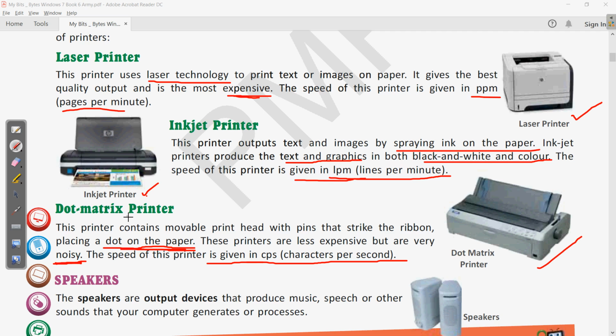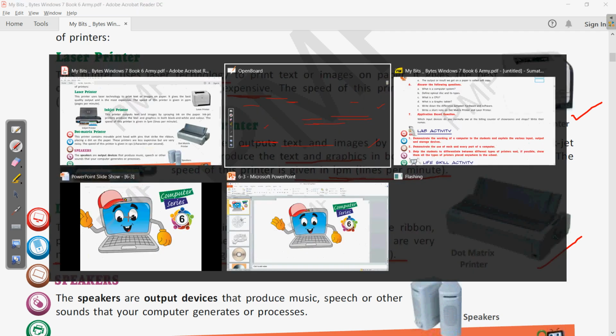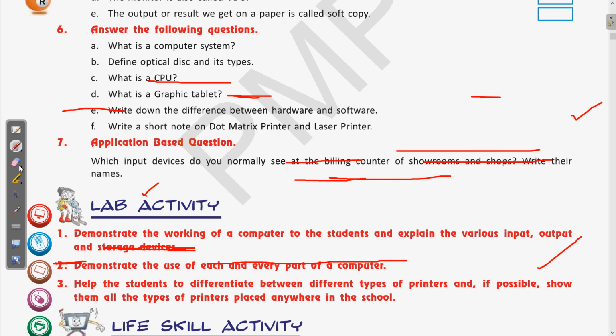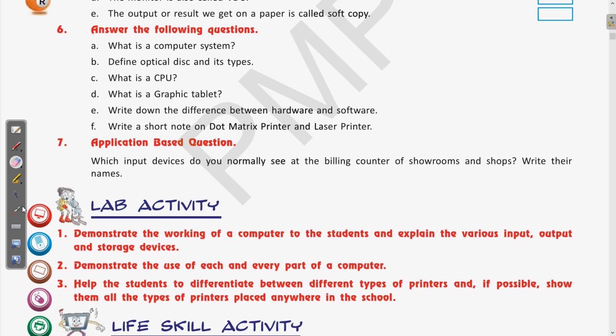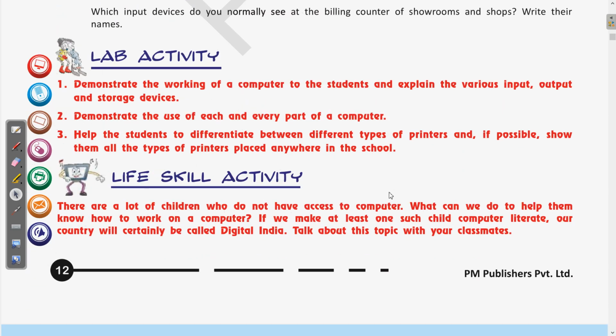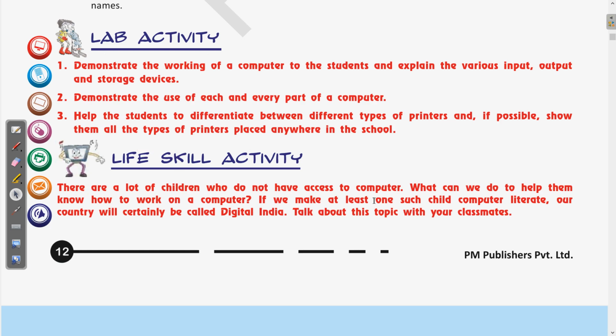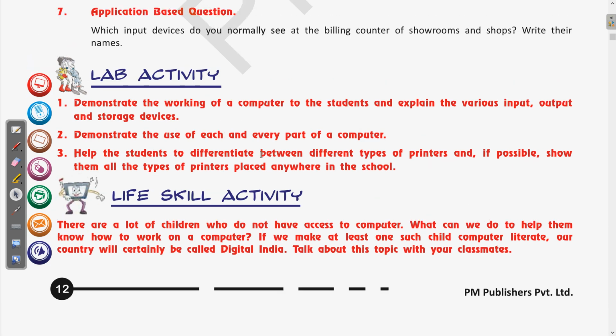Now coming back to the textbook, let us erase this also. So I hope this way we have covered the different questions of the exercise. Then there is a skill activity. Let us see what the question is. There are a lot of children who do not have access to a computer. What can you do to help them know how to work on a computer?